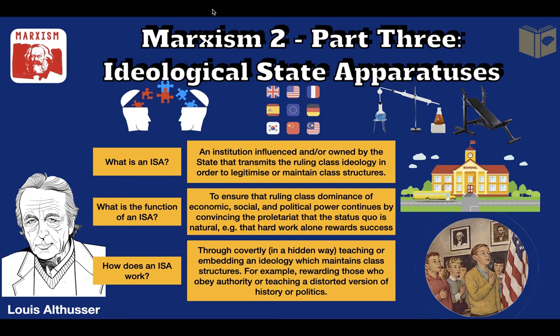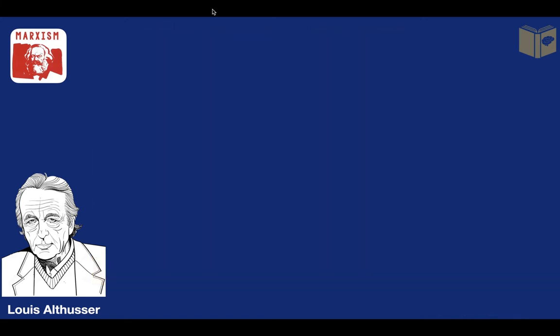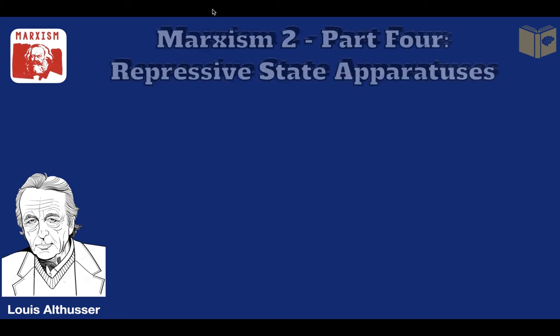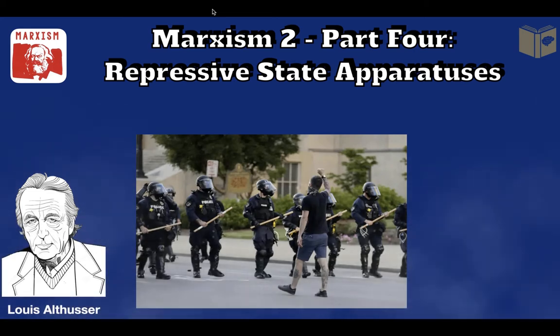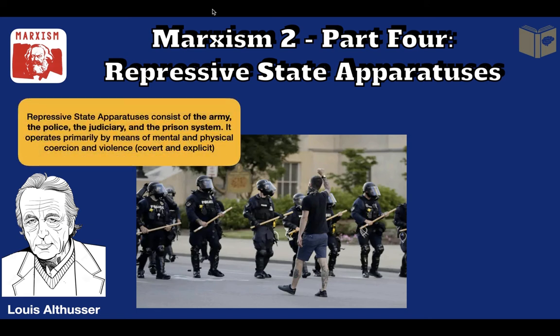Althusser continued this idea. So ISAs are the non-violent way to get a nation of people in line and oppressed. But just in case they step out of line, it's time to bring in the big guns. This is what Althusser coined repressive state apparatuses, or RSAs. RSAs consist of the army, military, judiciary system, and the prison system. It operates primarily by means of mental and physical coercion and violence, covert and explicit, hidden and very much real.